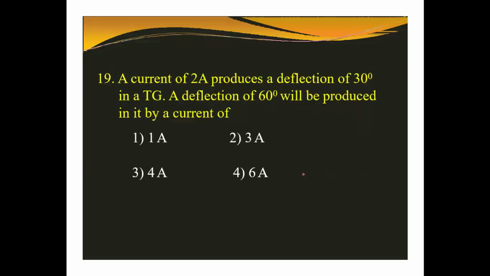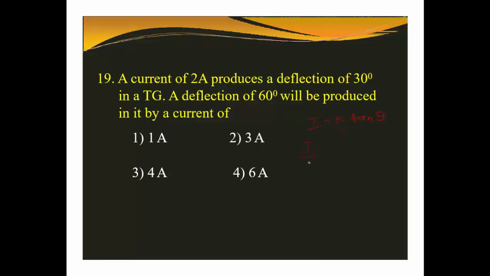So next question, 19th question. A current of 2 ampere produces a deflection of 30 degrees in a tangent galvanometer. Again a tangent galvanometer question, and I told you the formula is I equals K tan theta. Remember this, K is the reduction factor. Now a deflection of 60 degrees is produced in another coil. 30 degree deflection for 2 ampere; for 60 degree deflection, how much current?